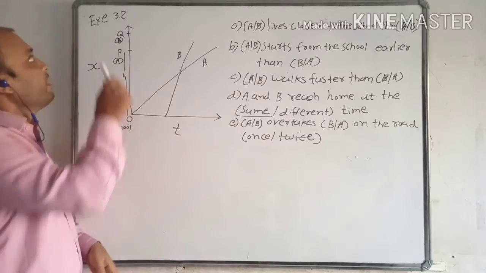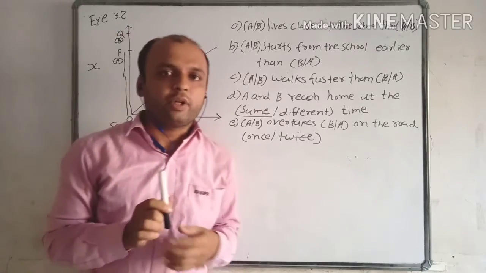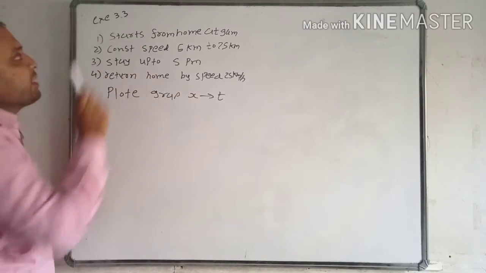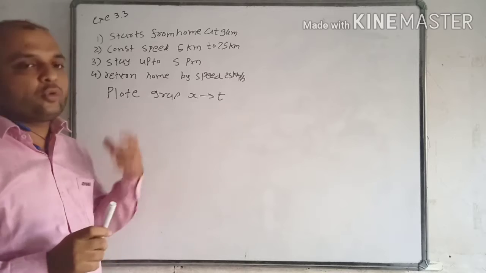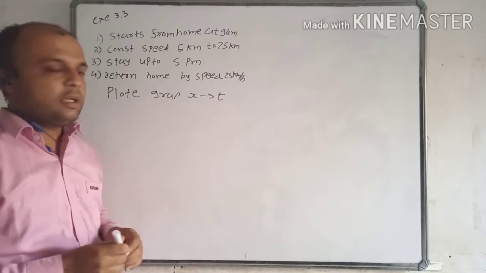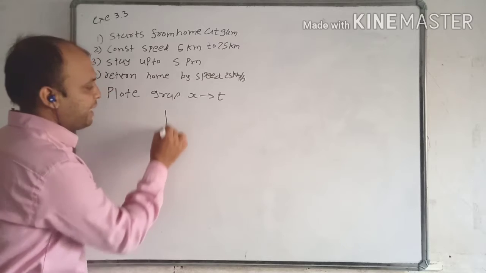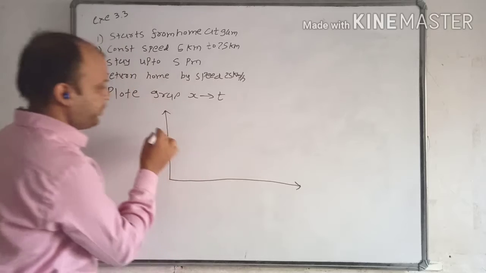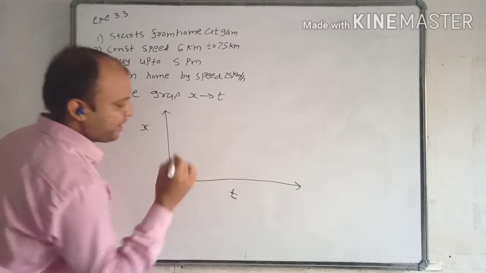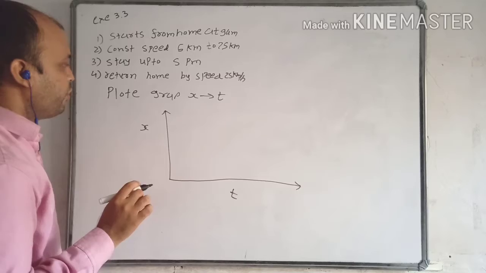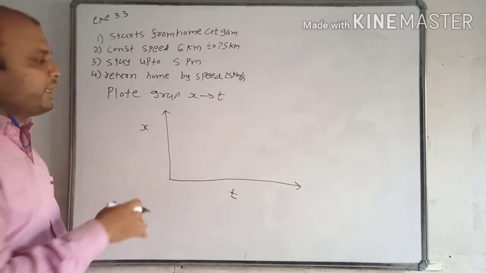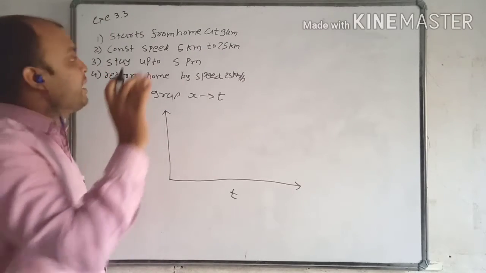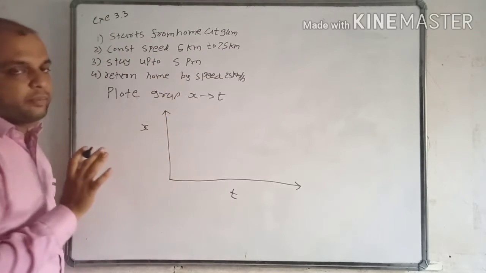Now we will see exercise 3.3. Students, in exercise 3.3 we have to plot the graph of x against t. For that graph we are given some conditions. So first we draw the x against t graph, and then we draw the graph according to these conditions. We will see the conditions step by step.